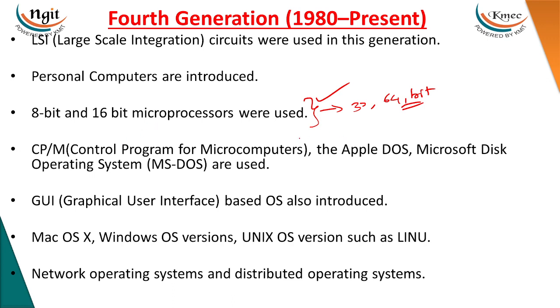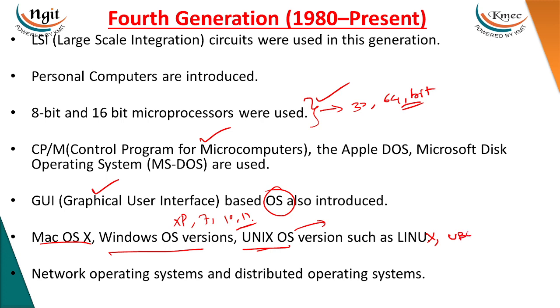The first fourth generation operating systems were Apple DOS, Microsoft Disk Operating System, and CP/M, Control Program for Microcomputers. They all had command line interfaces. Then after some time, they introduced graphical user interface based operating systems. So Mac OS and Windows OS versions, that is Windows XP, Windows 7, Windows Vista, Windows 10, Windows 11. Currently we are using Windows 11, and Unix-like OS such as Linux, Ubuntu and Solaris are all graphical user interface, GUI based.